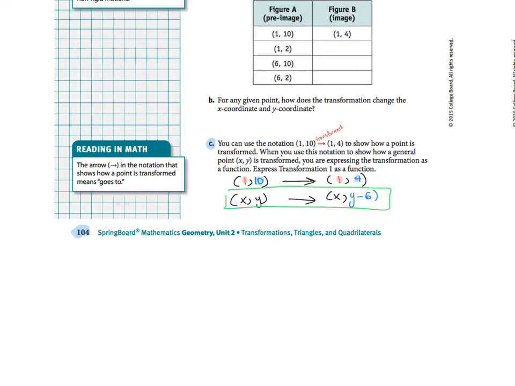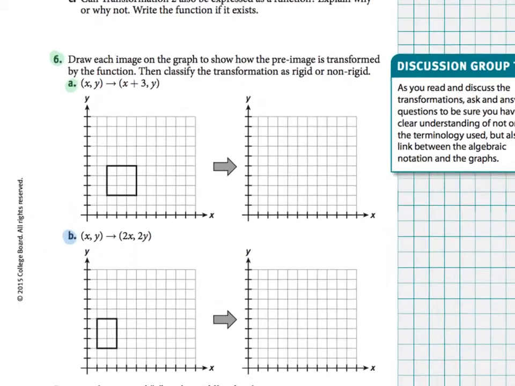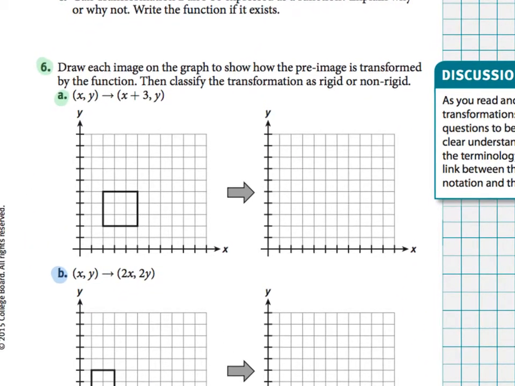Now let's move on to the next page, which is page 105. I'll do 6a, and then I'd like you to try 6b on your own. So let's start with 6a. Draw each image on the graph to show how the pre-image is transformed by the function. Then classify the transformation as rigid or non-rigid. So I have a pre-image over here, and I need to draw the image after the transformation. And what's the transformation?